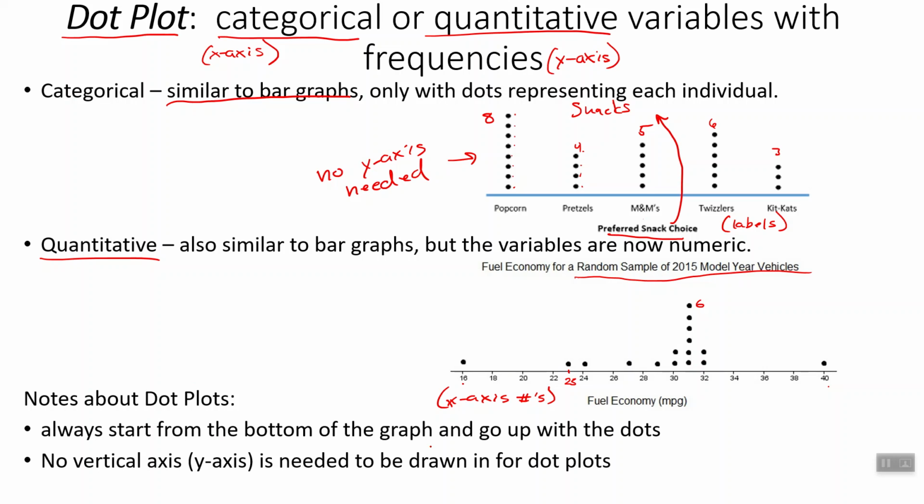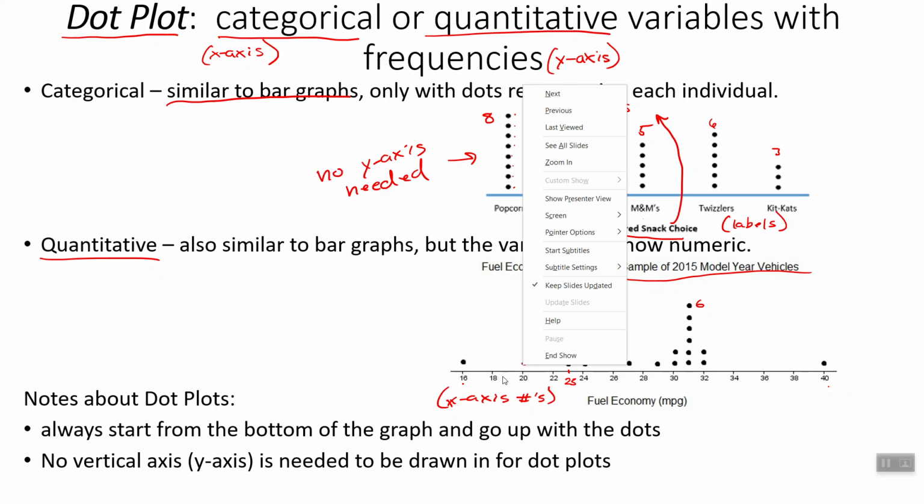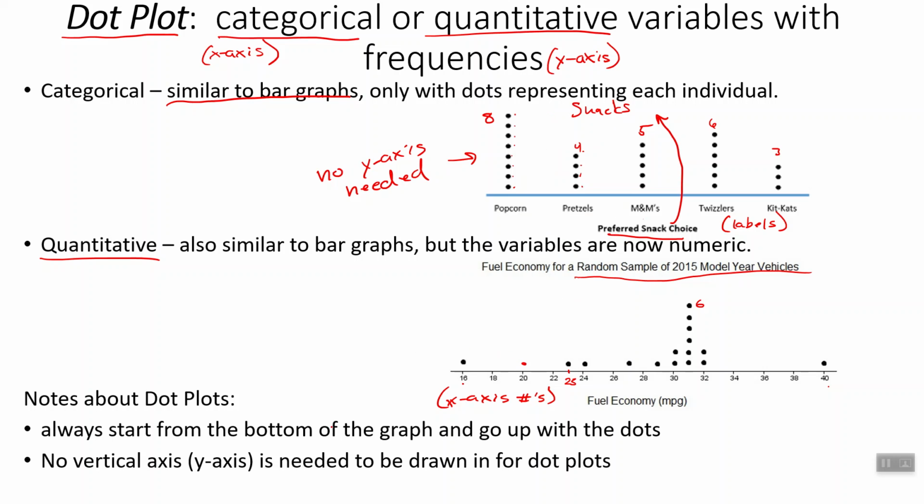All right, so we always start from the bottom when we're putting the dots. Like if we had a car that had 20, we'd put it there. And if we had another one that had 20, we'd put it above it, just a little ways above it. We just space them out. Like if we had a 34, we'd put that up here. 35 would be in between, and so on. So that's how we make dot plots. Usually we just make the x-axis first, and then we fill in the dots later. Again, no y-axis needed, just the x-axis.